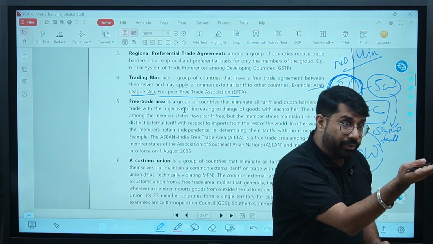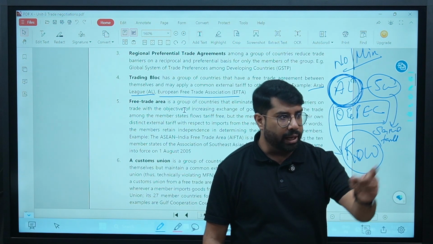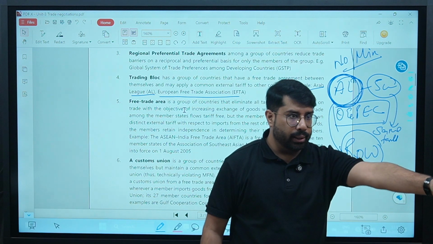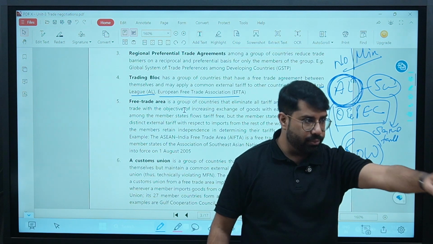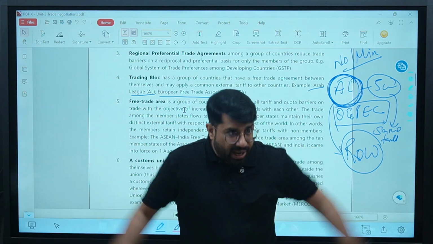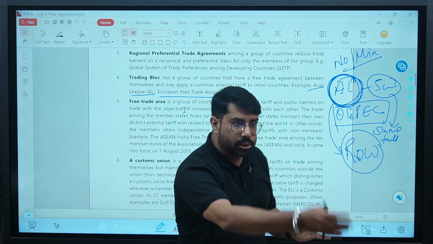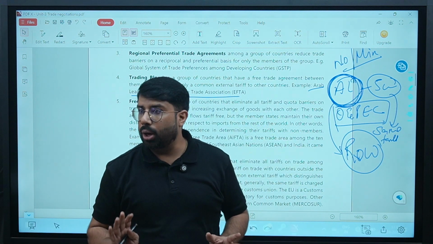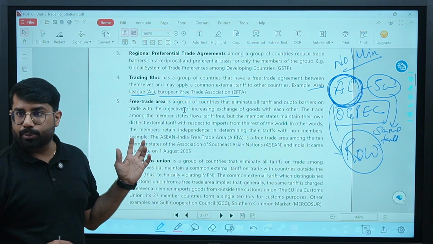Now this may differ from country to country. These 5 countries may charge 10% tariff from this country, but when they export these goods to some other country, the tariff might differ. They may charge 10% from country A and 20% from country B. My point is, for these 5 countries, the tariff will be the same. It could be 10%, 20%, 30%, 40%, 50%. Is my point clear? Yes or no? So that is a trading block. Clear? Shall I move on to the next point?